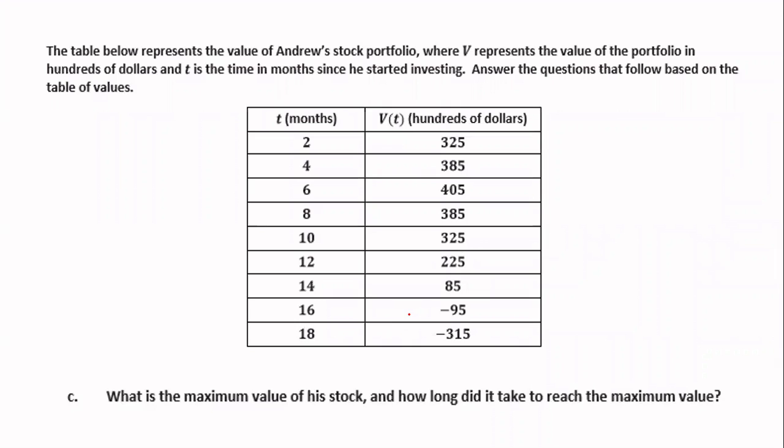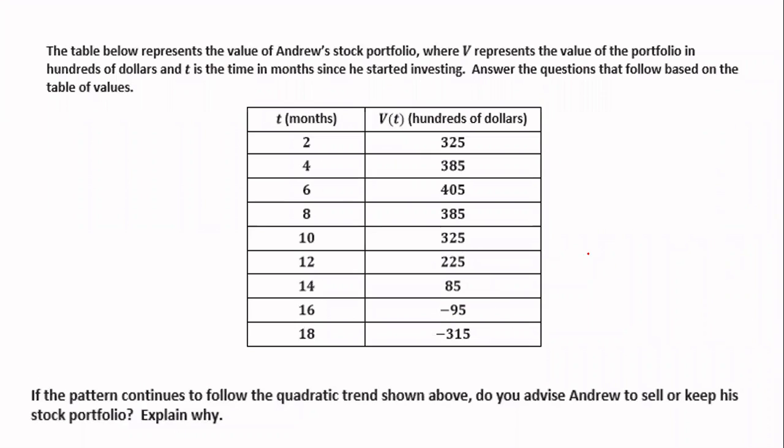Was the maximum value of the stock 405? It took 6 months. If it continues quadratic, do you advise you sell? At this point, his stocks are truly not worth anything. Somewhere between the 14th and the 16th month, his stocks weren't worth the paper they were printed on. So sell it and gain what money back you can? Oh no, I mean, you've already lost. You're done. You can't sell something for negative money. Yeah, you actually owe more for selling. It's worth less than when you bought it.